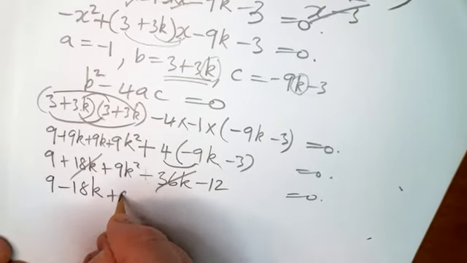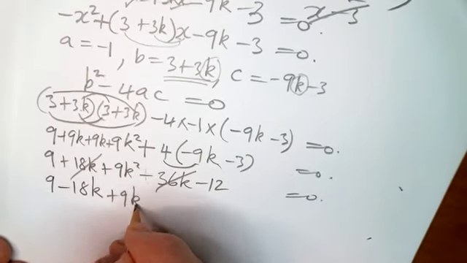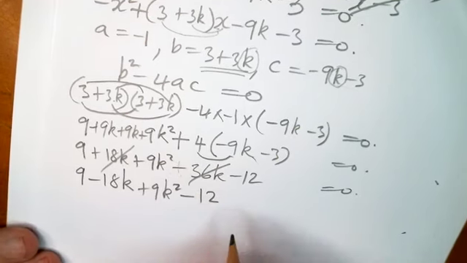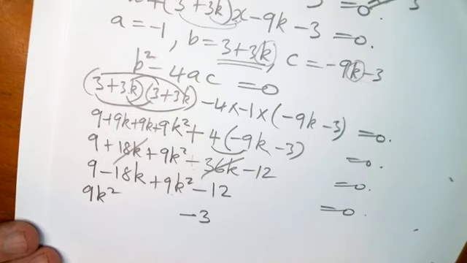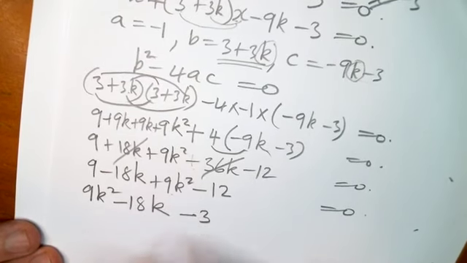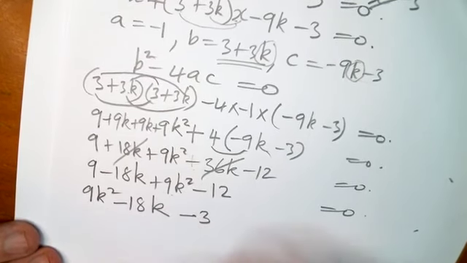We've got a plus 9k squared minus 12. So we've got a 9 and we've got a minus 12, so that's going to yield a -3. Let's go ahead and tidy this up. I'm going to end up with 9k squared, 9 minus 12 is going to be a -3 on the end there, and then I've got a minus 18k in the middle there, and all of that is equal to 0.